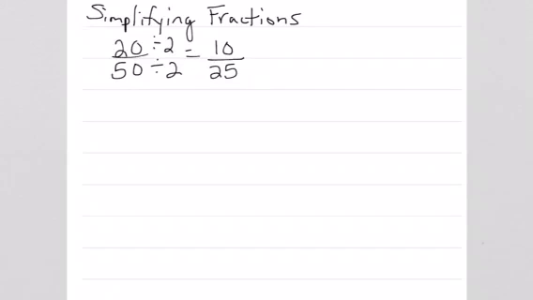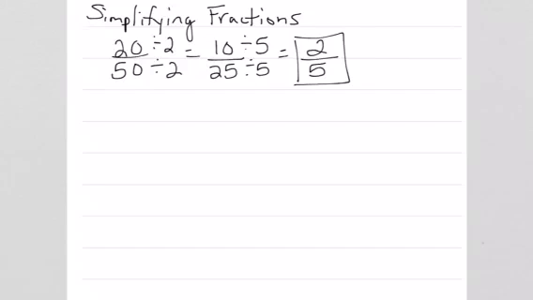But if we look there, I can reduce it a little further. I know that each one of these numbers is divisible by 5. So I'm going to divide each one of these by 5. And that's going to leave me with 2 over 5. And that is the lowest terms for 20 over 50.